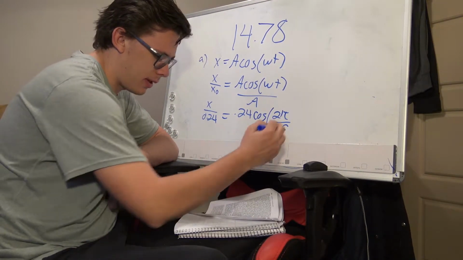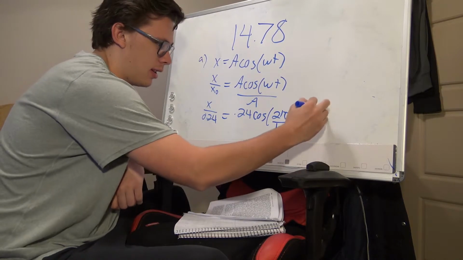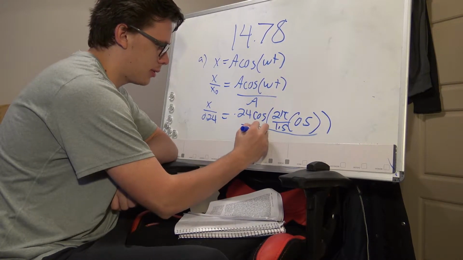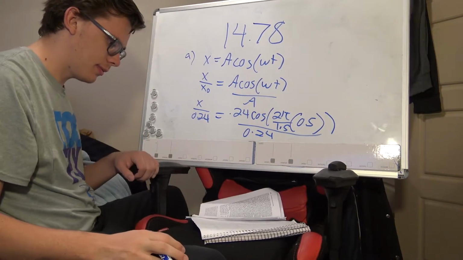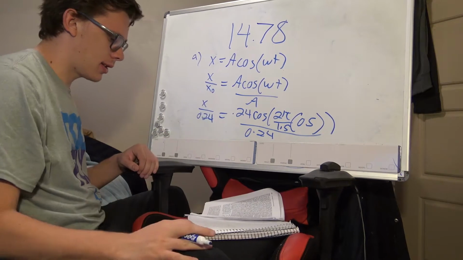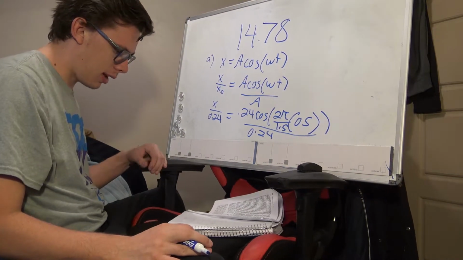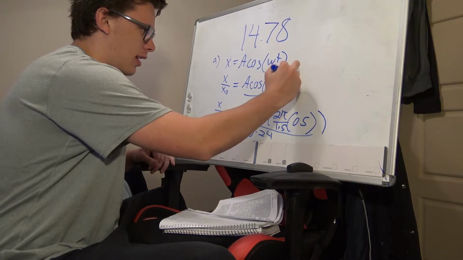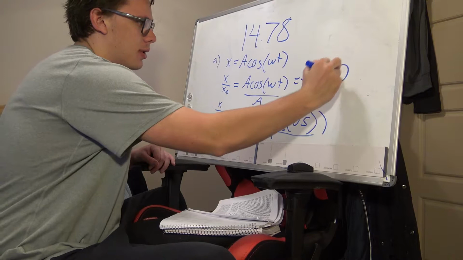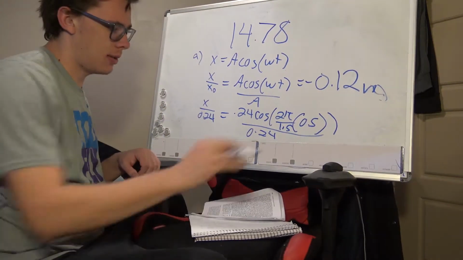So yeah, 1.5, and that's times our 0.5, and that's all divided by 0.24. So you just gotta solve for x. And when you do, you'll get x equals negative 0.12 meters. So that was A.